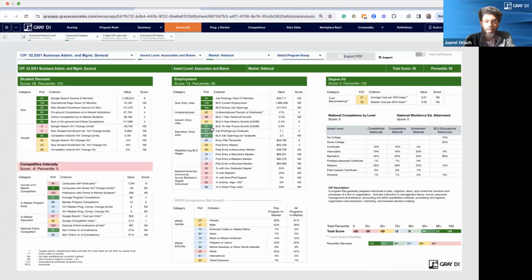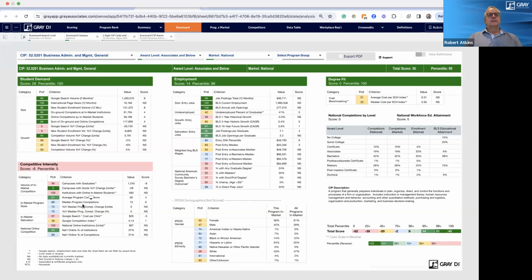competitive intensity. To get the true competition of an area like this, we might also want to start looking at this from a four-digit zip code level, a more macro level view. But for this example, we're looking at a very detailed scorecard for 520201 Business Administration Management General. At a quick glance, the color scale here will allow me to see that student demand and employment are strong for business administration management in general. The question seemed to exist here under competitive intensity.